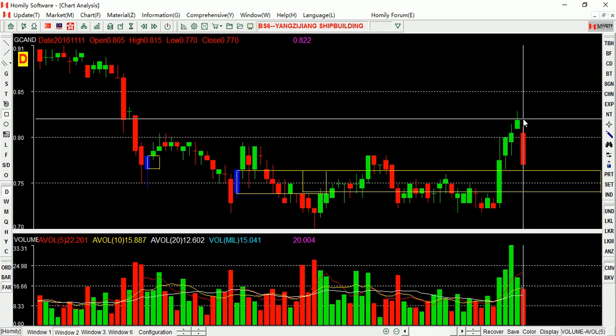Short term. So if you learned technical analysis before, you should know for long term at least 1 year. For medium term, 3 weeks to several months. Okay. For the short term, below 10 days.